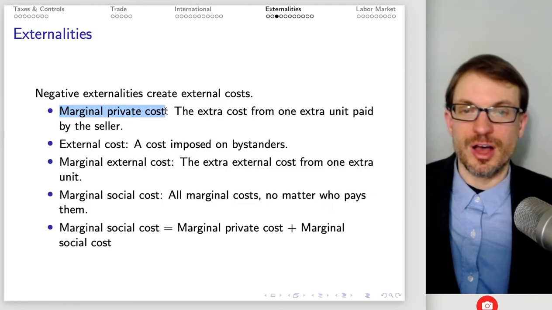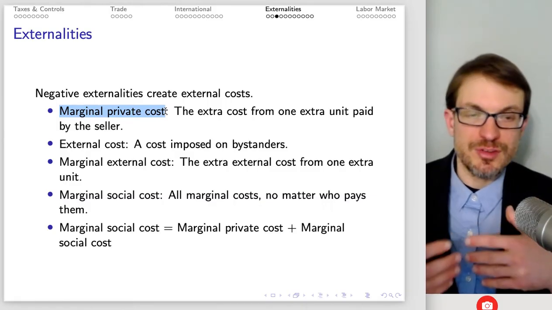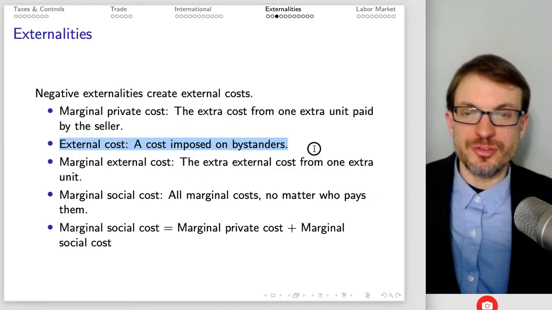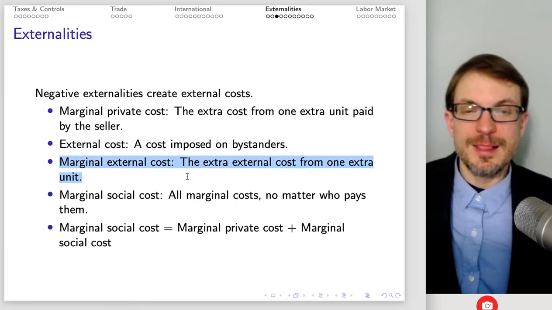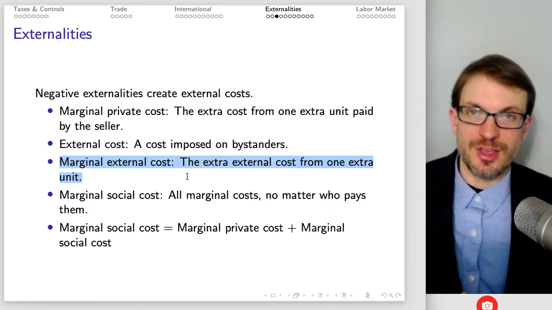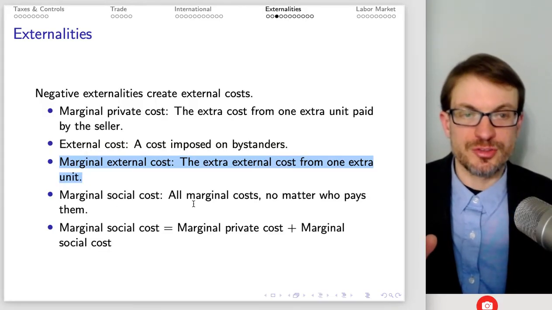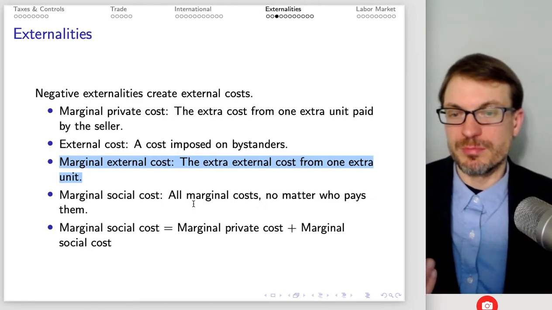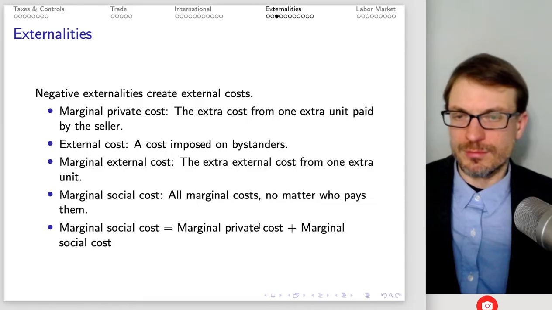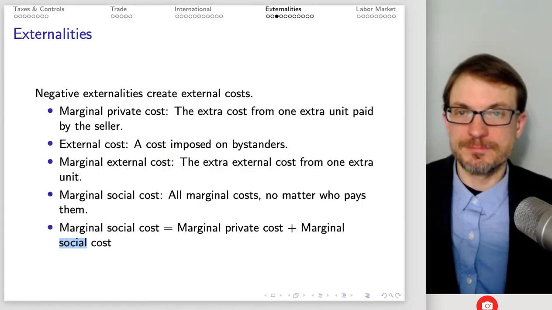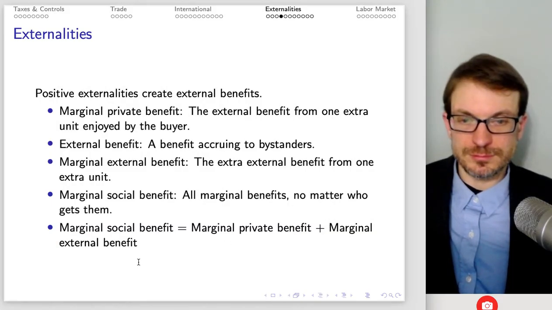Negative externalities create external costs. We have our marginal private cost, the marginal cost felt by our individual decision maker. It's the extra cost from one additional unit that's paid by the seller. The external cost is the cost imposed on bystanders, and the marginal external cost is the additional cost that befalls bystanders from one additional unit of the activity. The marginal social cost is all the marginal costs, regardless of who's paying them. Look at this, the slide says marginal, but this is a typo. In the Wolfer slides, it should be marginal social cost equals marginal private cost plus marginal external cost.